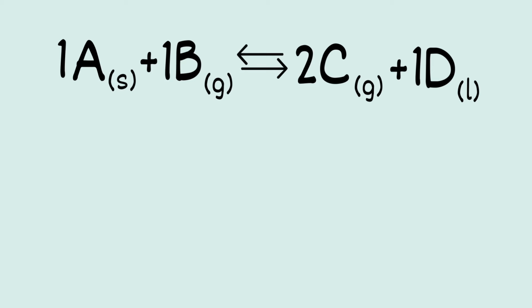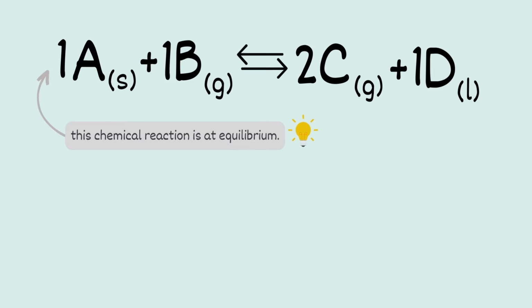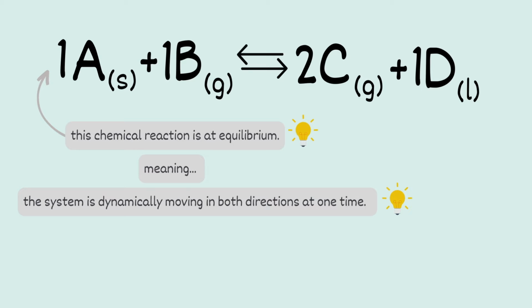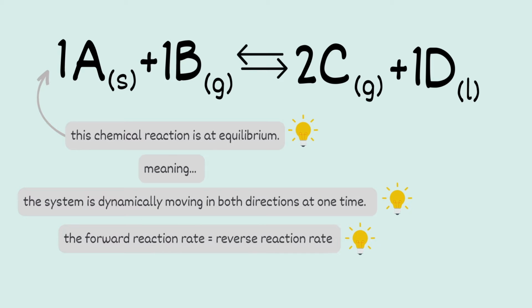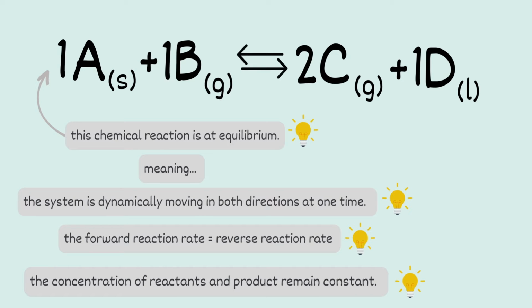It is always important to make note of what state the substances are in. Here we have A as a solid, B as a gas, a double arrow indicating the system is in equilibrium, C as a gas, and D as a liquid. This chemical equation is in equilibrium, meaning the system is dynamically moving in both directions at one time. So the forward reaction and reverse reaction are both moving in two directions at one time. The forward reaction rate equals the reverse reaction rate, and the concentration of reactants and products remains constant.